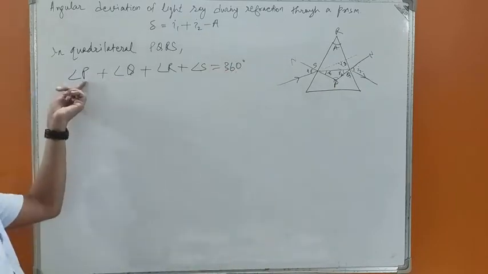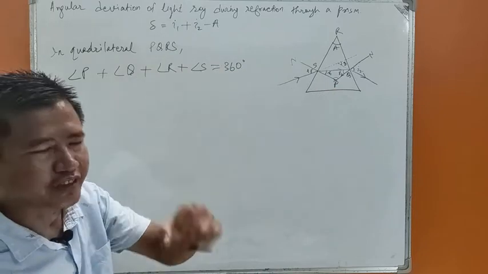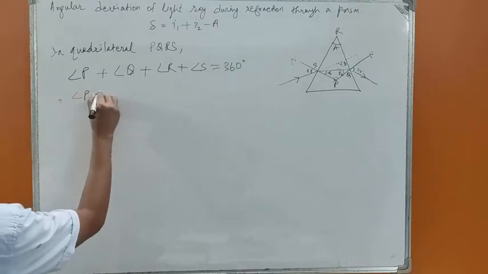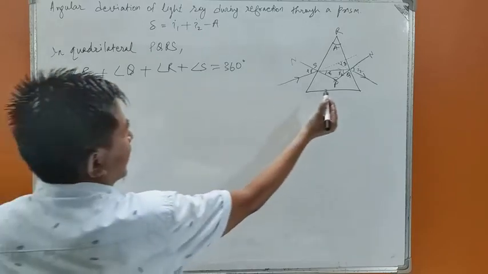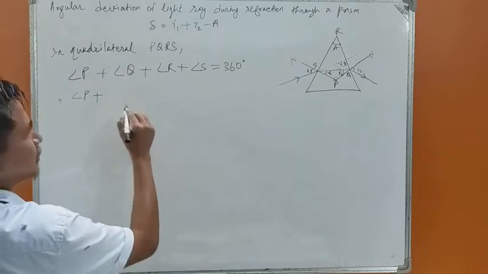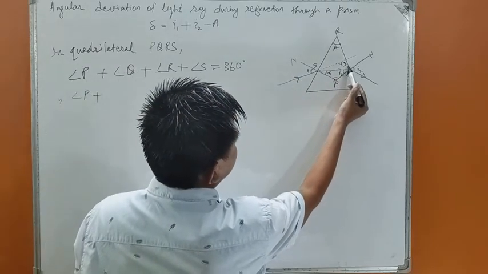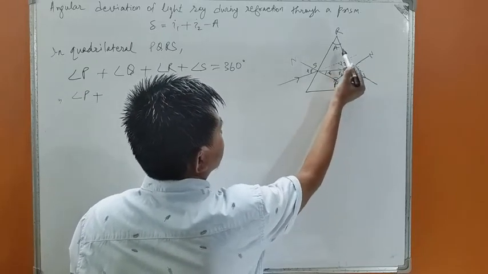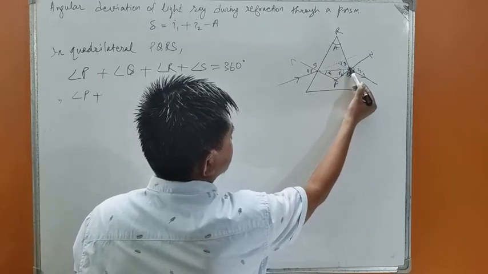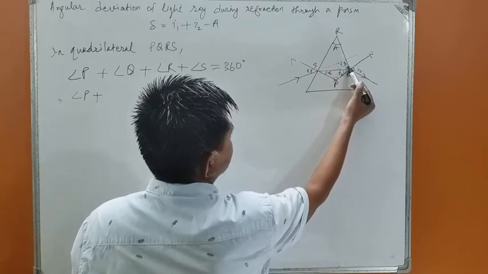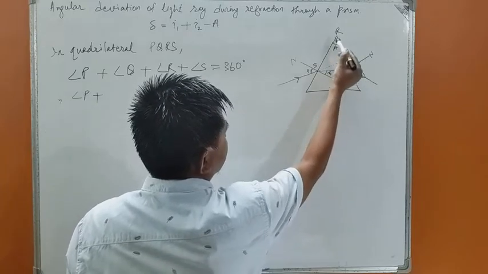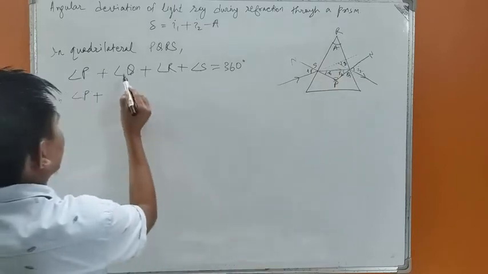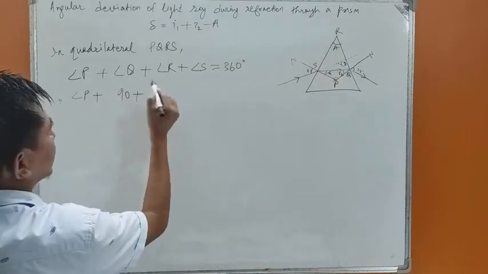Are you getting me? Sum of 4 angles equals 360 degrees in a quadrilateral. Now, angle P plus angle Q. Angle Q is 90 degrees, isn't it? This angle is 90 degrees because this line is perpendicular to the refracting surface. Perpendicular means 90 degrees. So angle Q is 90 degrees, plus angle R.